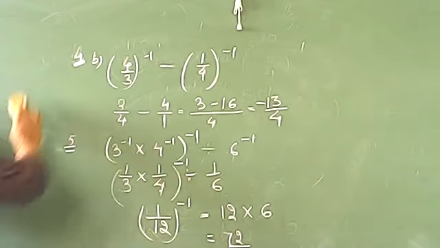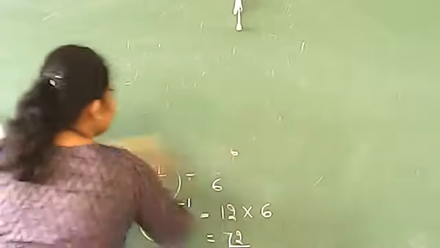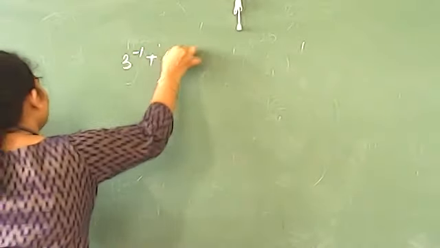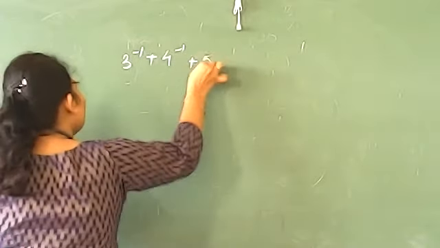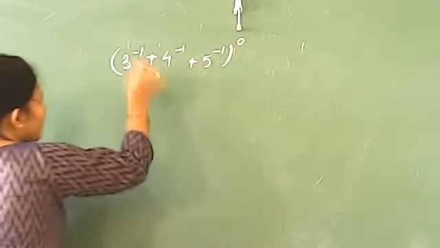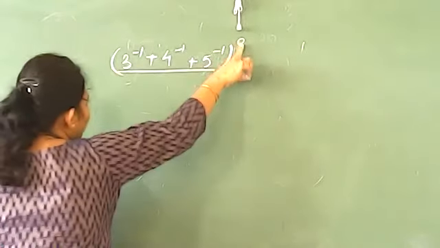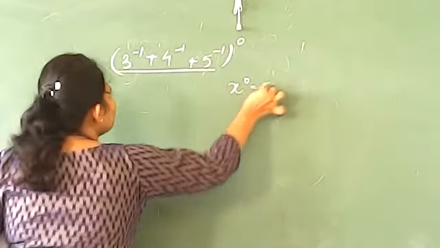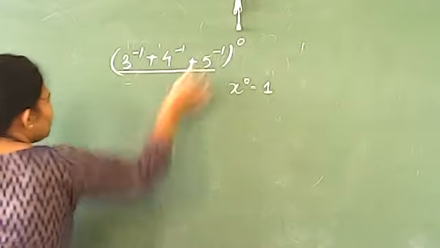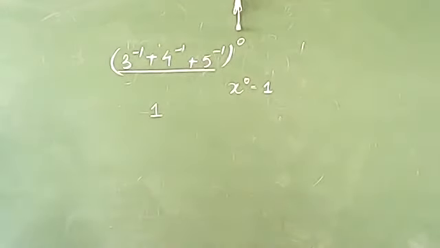Now next question. Question number 5B. 5B is also easy. Simply you need to see (3 to the power minus 1 plus 4 to the power minus 1 plus 5 to the power minus 1) to the power 0. You know, either you want to solve it or you don't, this is a bracket. It means you have a base, and the base can be anything. If the power is 0, you get the answer as 1. So whatever the base, the answer will give you only 1. So removing all these, the answer will simply be 1.